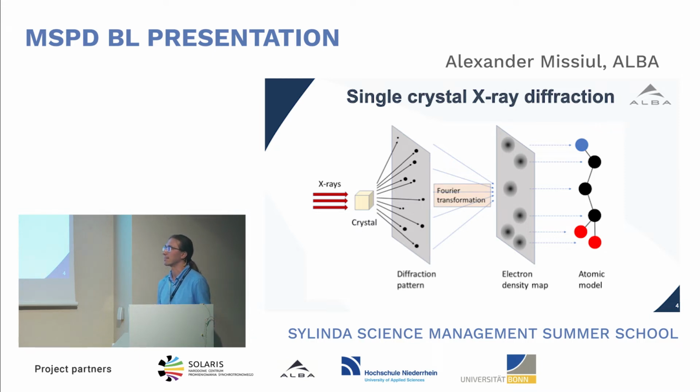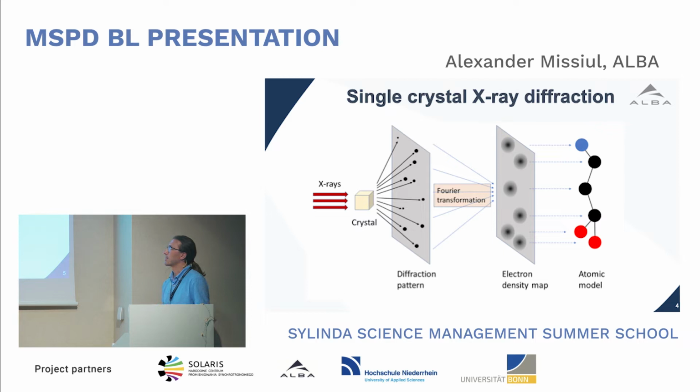So if you have the crystal, you can collect the picture and you can more or less quickly reconstruct it to the structure of this crystal. But what happens if you cannot have the crystal? This is where powder diffraction appears.